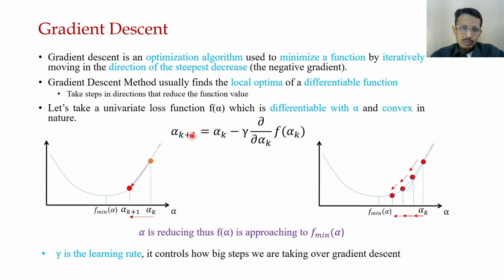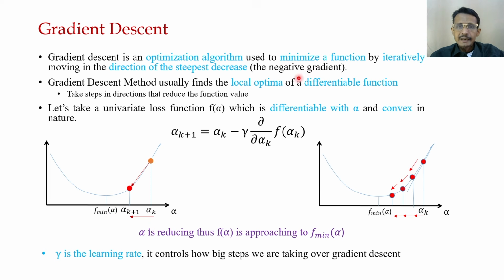Now if we try to visualize what is actually happening here, you can see this is the alpha k, and we can find this slope here, and we multiply with gamma. This slope is basically this direction, so from this alpha axis we go from alpha k to alpha k plus 1. One interesting thing to note here is that this alpha k plus 1 is towards the f minima, that is our local minima or global minima, since it's a convex surface.